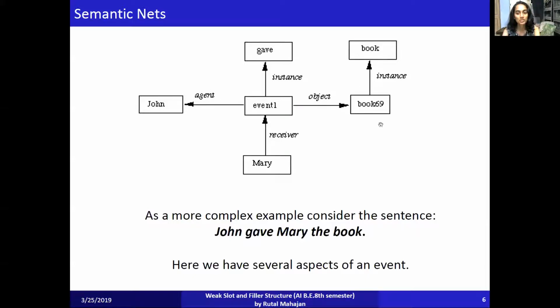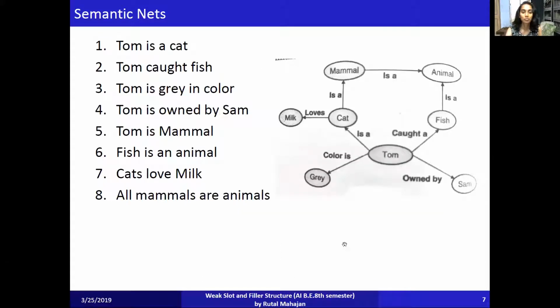Which object is used in this event? That is the book. So book and event are related with object relationship. Book can be any instance of books. Okay, this is how any semantic net can be represented for a complex sentence. But we can see it is quite complex to represent this kind of sentence, "John gave Mary the book." So this is one, we can say, disadvantage of semantic net. We will see that at the last, semantic net for this kind of sentences.